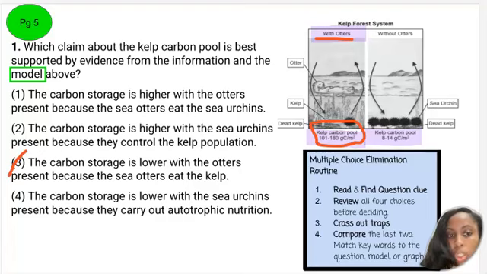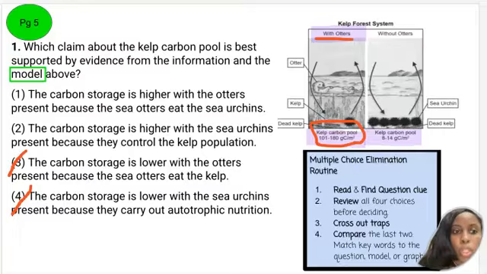The carbon storage is lower with the sea urchins present because they carry out autotrophic nutrition. This is just scientifically wrong. In the text, it said that the sea urchins are heterotrophs, which means that they do not get their energy from the sun. So this is the wrong vocabulary anyway, and we're going to cross it out because it's the wrong process or the wrong fact. It does not make sense based upon the information we got in the reading.